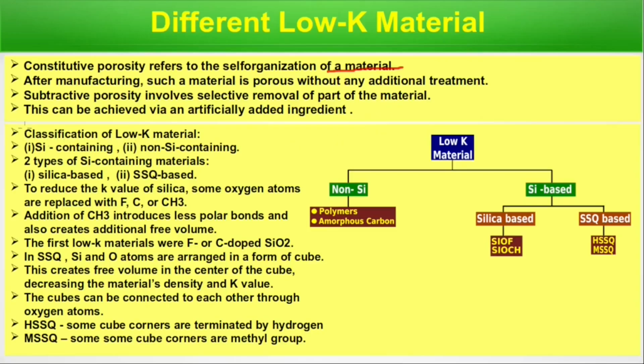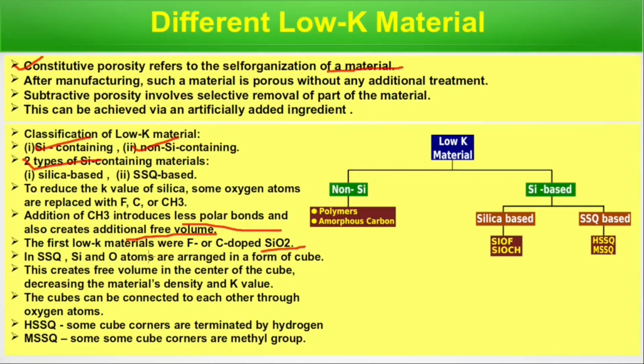Now, classification of low-K materials. One is silicon containing, another is non-silicon containing. Two types of silicon containing again, that is silica based and SSQ based. To reduce the K value of silica, some oxygen atoms are replaced with fluorine, carbon or CH3. Addition of CH3 introduces less polar bonds and also creates additional free volume. So polarizability is reduced and density is also reduced, that is, free volume or porosity is added. A combination of the two is also done. So the first low-K materials were F or C doped, fluorine or carbon doped, SiO2.